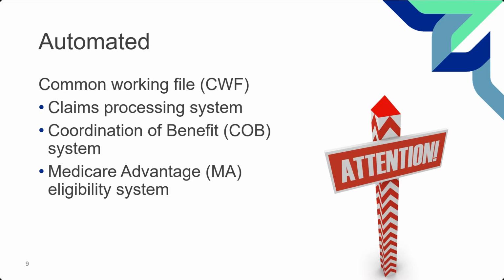The common working file looks at that and says, oh, take money back on all of these Part B claims. Well, Part B claims are processed in a multi-carrier system, so it's a variety of different things that can happen there. And last but not least is the Medicare Advantage eligibility system. When someone becomes eligible for a Part C or a Medicare Advantage plan, that eligibility will override the traditional fee-for-service Medicare, which is Part A and B.